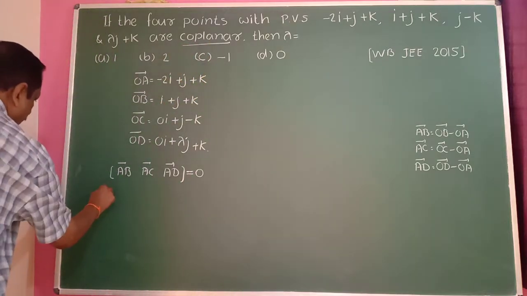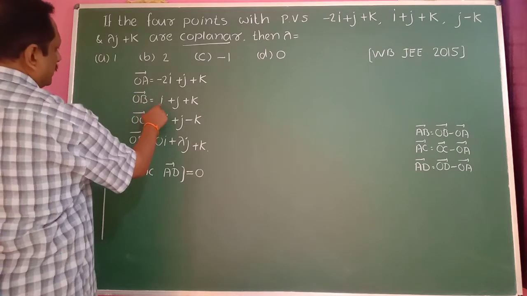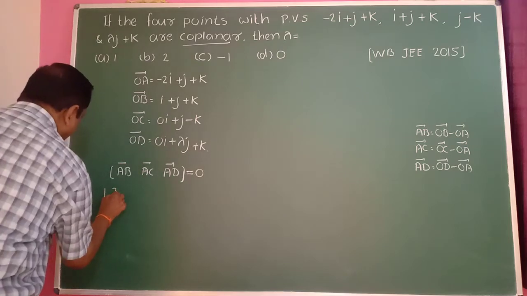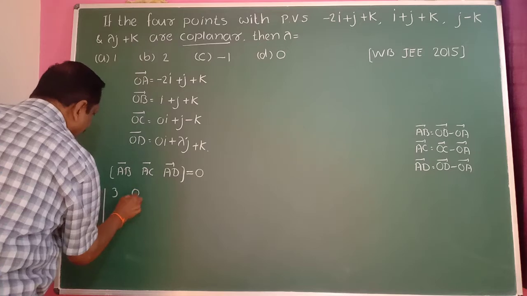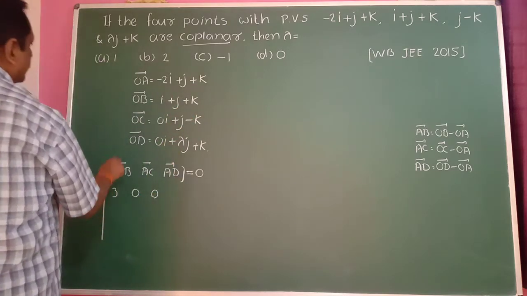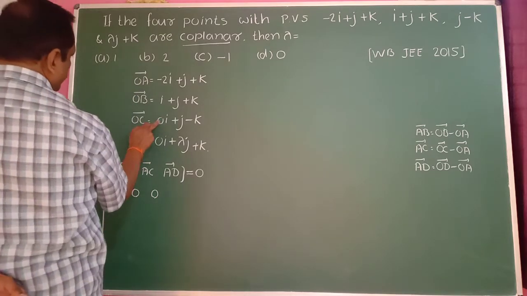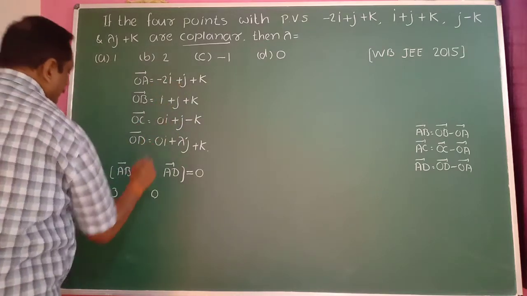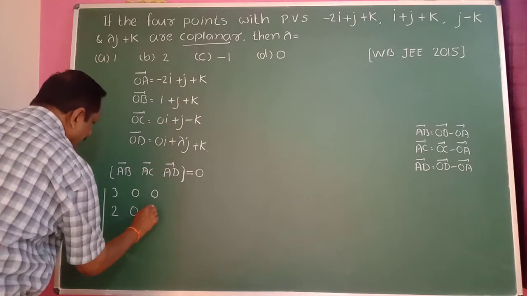So the determinant, AB is given by OB minus OA. 1 minus (-2) becomes a 3 here. So write here 3. 1 minus 1 becomes a 0. Then 1 minus 1 becomes a 0. So this is vector AB here. Then AC means OC minus OA. 0 minus (-2) becomes a plus 2 here. 1 minus 1 is a 0. And -1 minus 1 is -2.